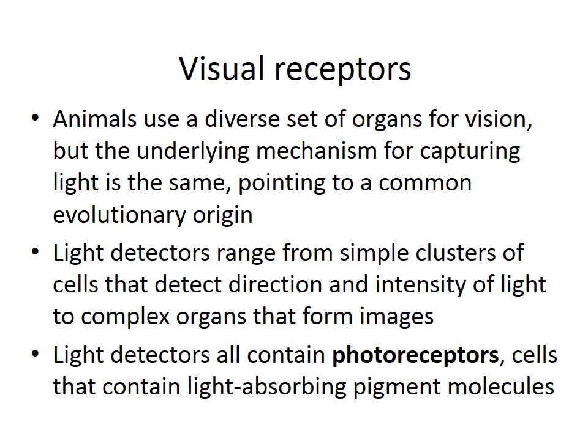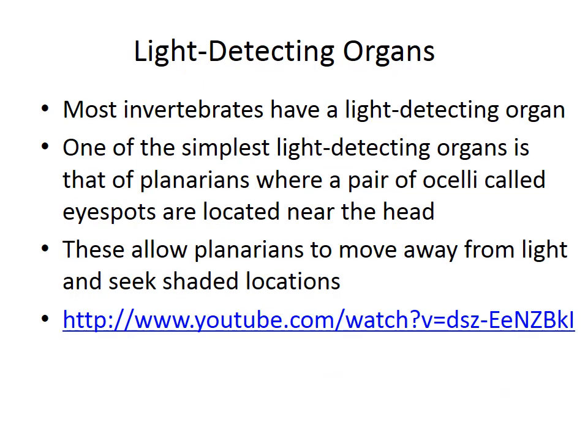Light detectors range from simple clusters of cells that detect direction and intensity of light to complex organs that form images. Light detectors all contain photoreceptors, which are cells that contain light-absorbing pigment molecules. Most invertebrates have a light-detecting organ. One of the simplest light-detecting organs is that of the planarians, where a pair of ocelli called eye spots are located near the head. These allow planarians to move away from light and seek shaded locations.